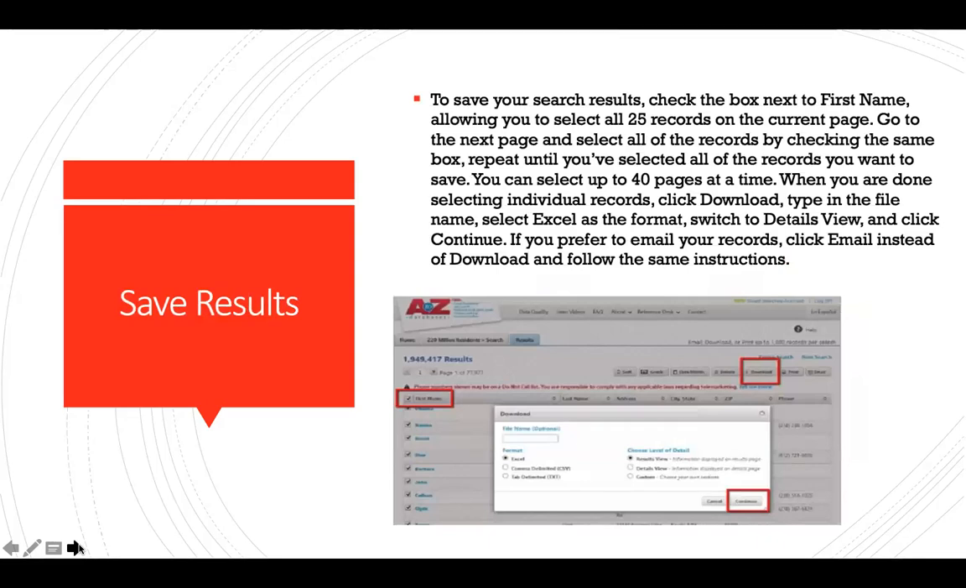Again, same kind of concept when you want to save your results. If you want every single person, you would click the top box. You can hit download and then you can save that, or you can select specific ones to download as well.